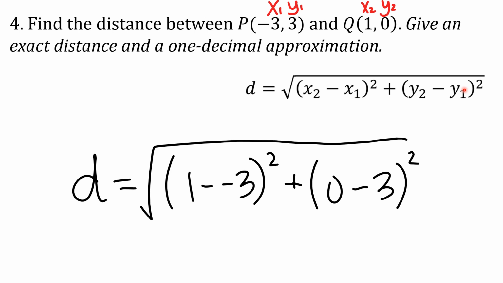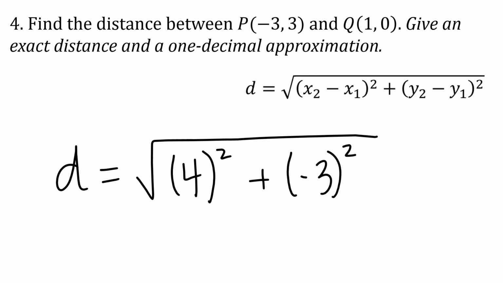All right, go ahead and change that double negative to a positive. All right, now simplify inside the parentheses. 1 plus 3 is 4. All right, so right here, 1 plus 3 is 4. Then over here, 0 minus 3 is -3. All right, so 4 squared plus -3 squared.